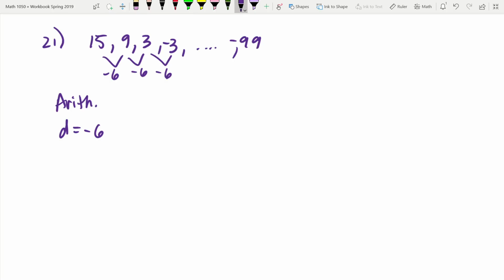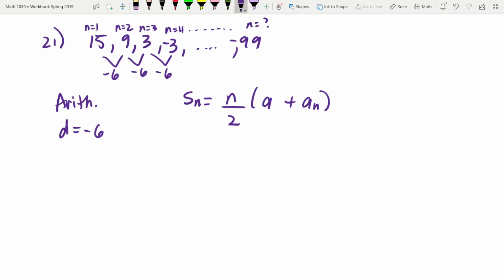The formula for the sum of an arithmetic sequence is S sub n is n divided by 2 times (a sub 1 plus a sub n). You guys, the problem is I don't know how many terms I have. So look, this is my first term, this is my second term, this is my third term, this is my fourth term, and then it keeps going, and I have no idea how many terms I have.